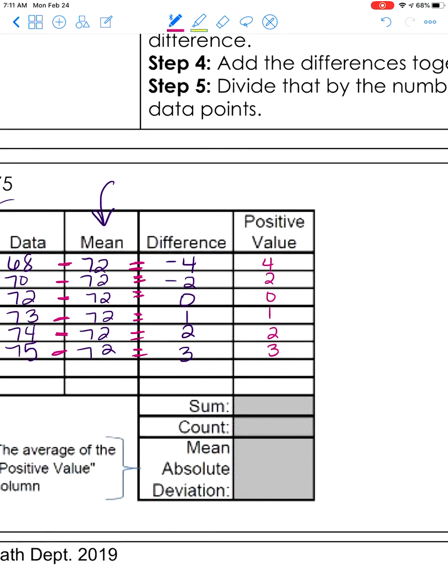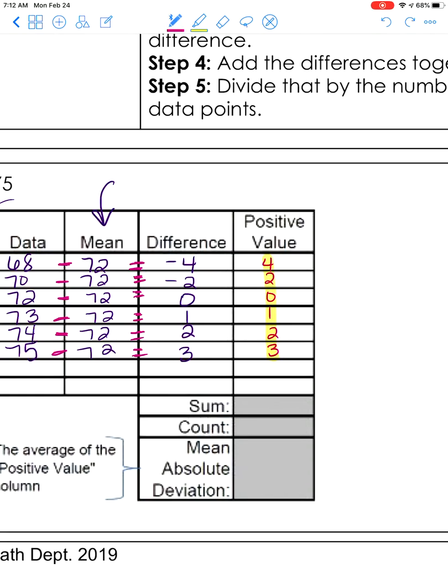So you filled the chart in left to right. Now you're going to find the sum of this column right here. So again, we're going to add those numbers up. So 4 plus 2 plus 0 plus 1 plus 2 plus 3. All right, hopefully the rest of you all got 12 as well.